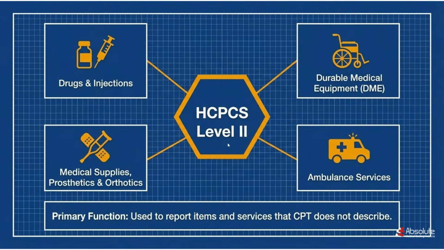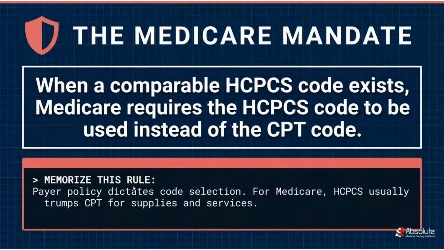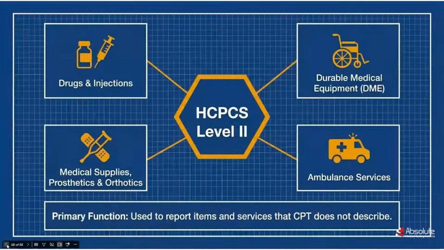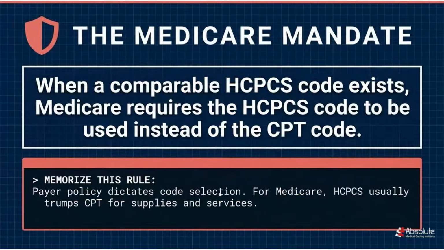And essentially, HCPCS Level 2 codes for drugs and injections, durable medical equipment, medical supplies, prosthetics and orthotics, and ambulance services. It's more than that, but generally, as a coder taking the exam, these are the areas that you'll likely be tested on. Also, there are pretty much no more than 4 HCPCS Level 2 questions, right? Oh, I want to go back. And I want you to know this. The primary function of a HCPCS Level 2 is to report items and services that CPT does not describe.